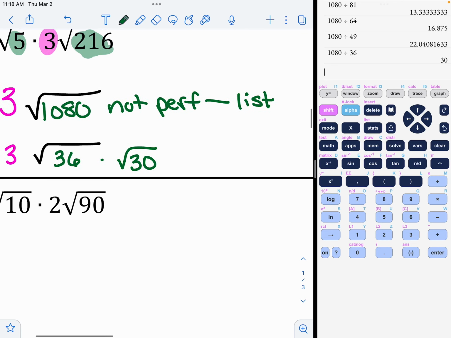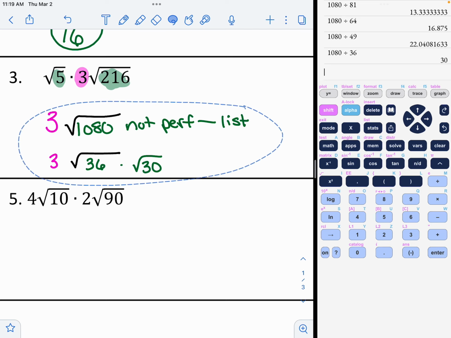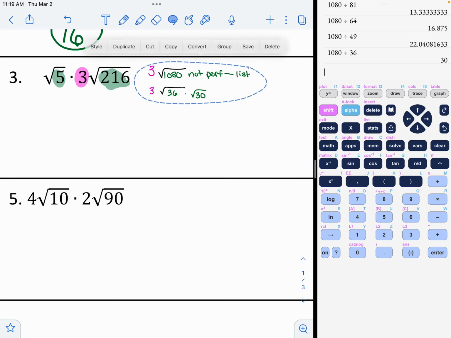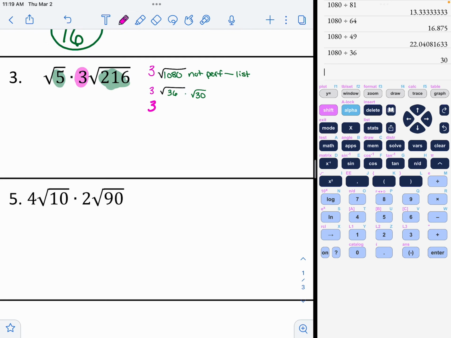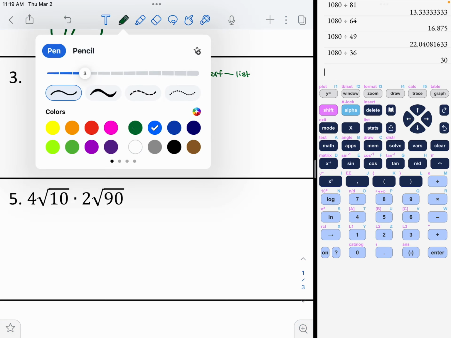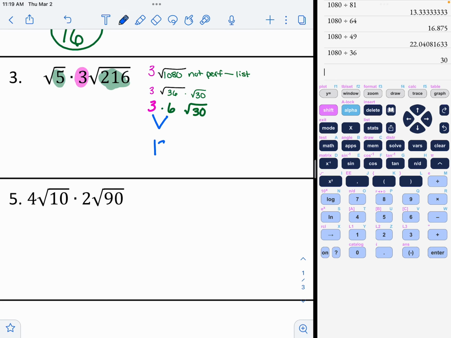And now I'm just going to shrink this down. Okay, the 3 stays a 3. The 36 becomes a 6, and I'll multiply those, and the square root of 30 stays. Last, the 3 and the 6 becomes an 18, and the square root of 30 drops down. That one was definitely more challenging.